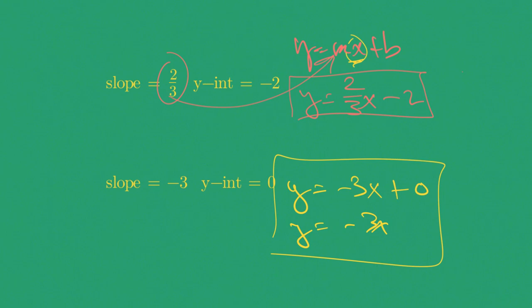If you've been given a slope and a y-intercept, you're going to plug it straight into slope-intercept form, plug it in for m and b respectively, and you are done. You have the equation of a line. Okay?